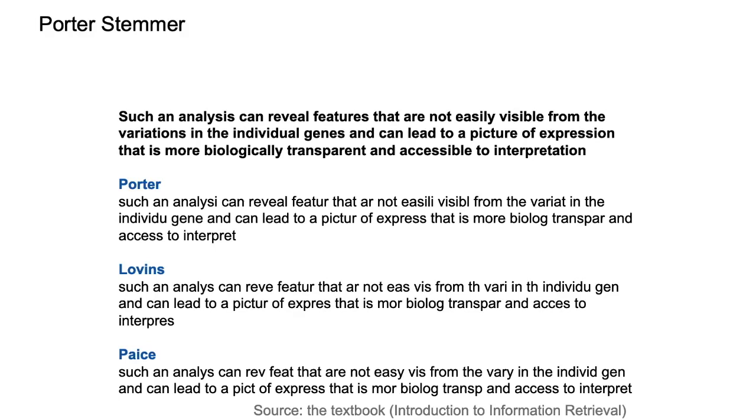So these are three stemmers. The original text is in bold on the top. This is what you have in the book. If you apply the Porter stemmer, then you get this: such an analysis can reveal feature, blah, blah, blah. Then the Lovins stemmer and the Paice stemmer. So you see they just lead to different results.